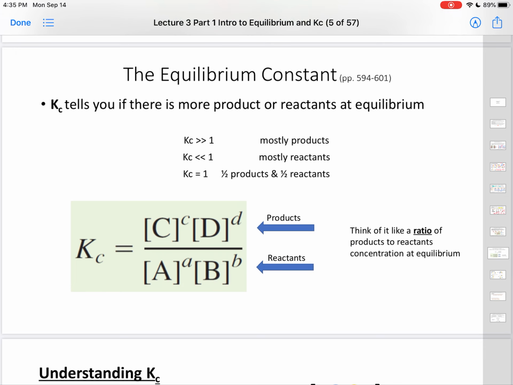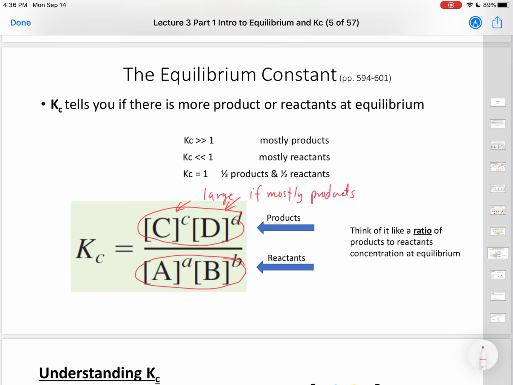So Kc really tells you whether there is more product or more reactant at equilibrium, because it is a ratio, products over reactants. If it's mostly products, this number is going to be larger than 1. If it's mostly reactants, the number on the bottom is going to be pretty large. So Kc tells you whether you have mostly products, mostly reactants, or half-half in the mixture at equilibrium.